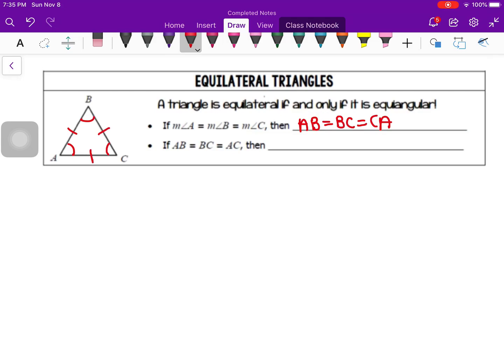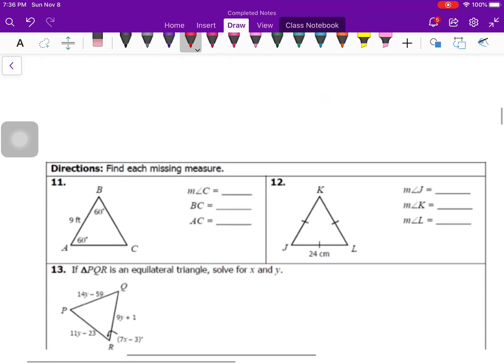Similarly, the other way, if we know that the sides are all equal, so the length of AB equals the length of BC, which equals the length of AC, then we know that the angles must also be congruent and their measures are equal. So if we have an equiangular triangle, we know it is equilateral. If we have an equilateral triangle, we know it's equiangular.